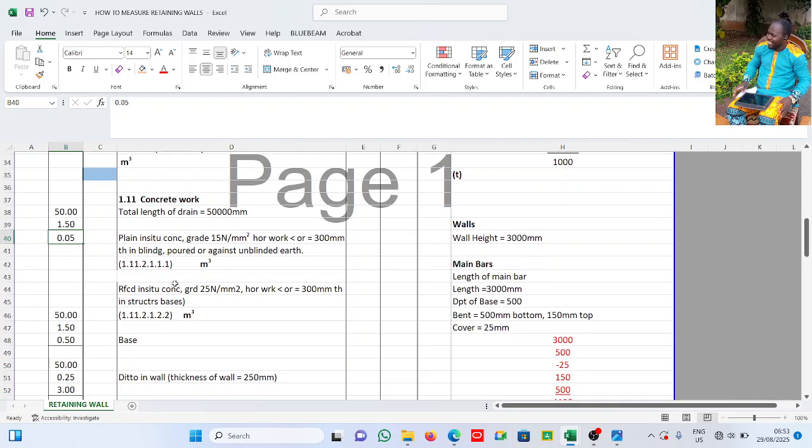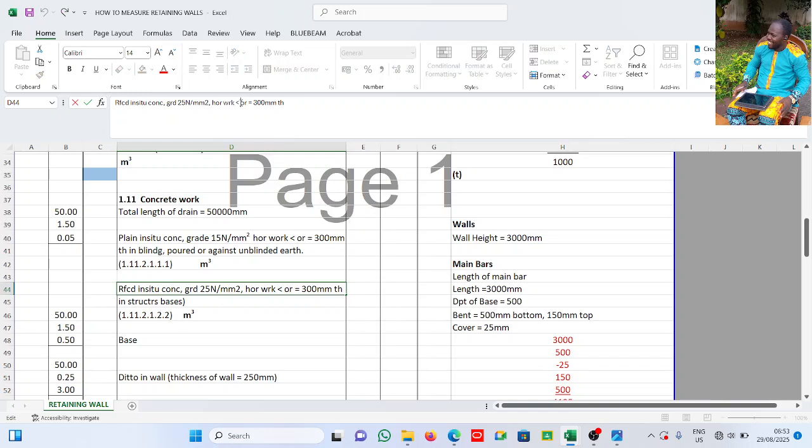Having done the blinding, the next is the reinforced concrete. Reinforced in situ concrete grade 25 in bases. This is no longer less than or equal to. This is greater than. Where's my greater than? Safe, I got it. Greater than or equal to.